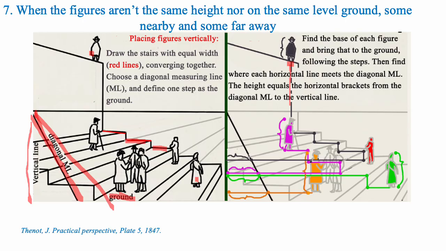Then what you do is you find the bases of all the figures and bring those bases down to the ground. So this black guy up here, I'm going vertically down, then horizontal, vertical, horizontal. You can go horizontal and vertical as many times as you want. It doesn't change his size. And then once you get to the ground, then you go over here, and this bracket is as long as he is.